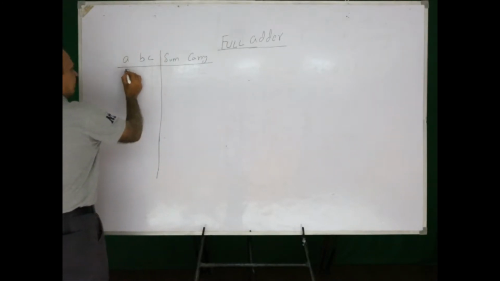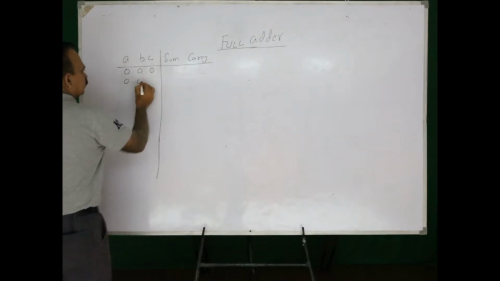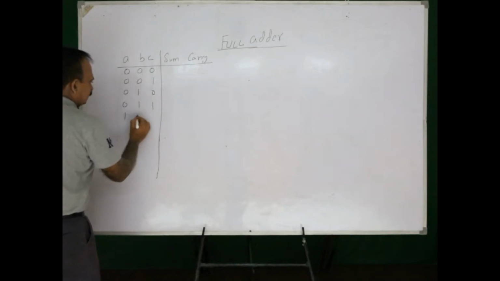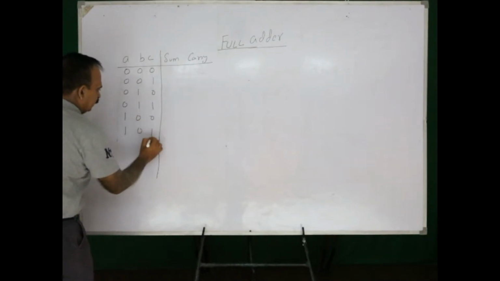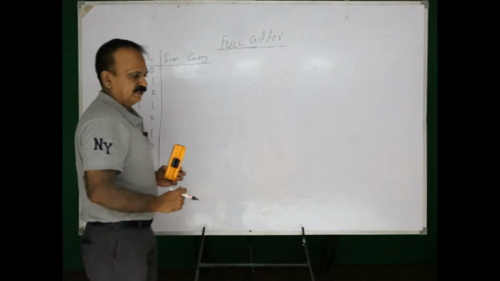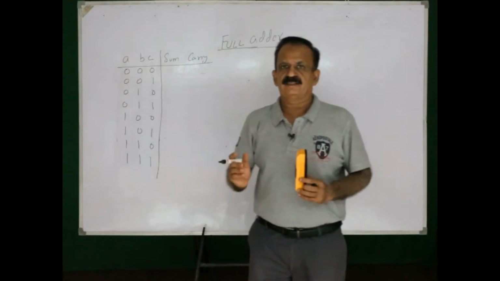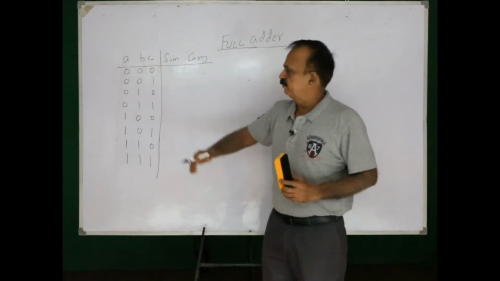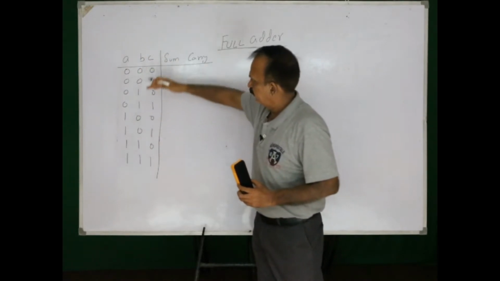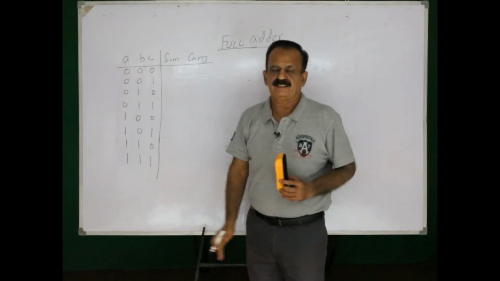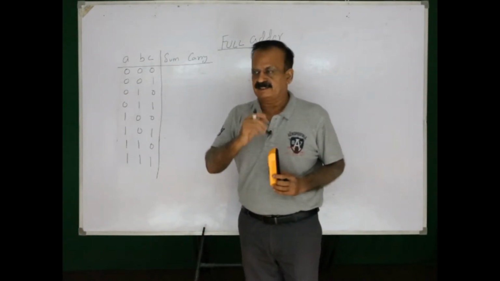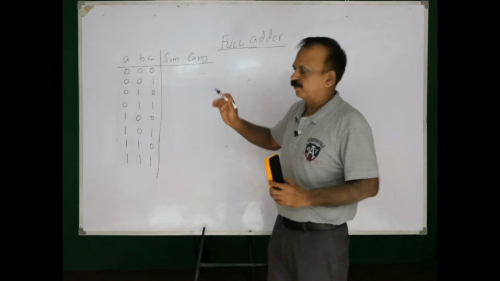These combinations will be 000, 001, 010, 011, 100, 101, 110 and 111. These are all the possible combinations with 3 bits. It is very simple. I just gave binary numbers from 0 to 7: 0, 1, 2, 3, 4, 5, 6, 7. Now these 8 combinations are there with the 3 binary digits. Now let us start with this process.